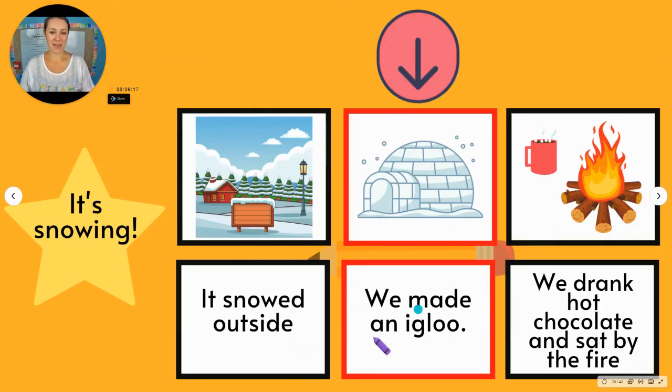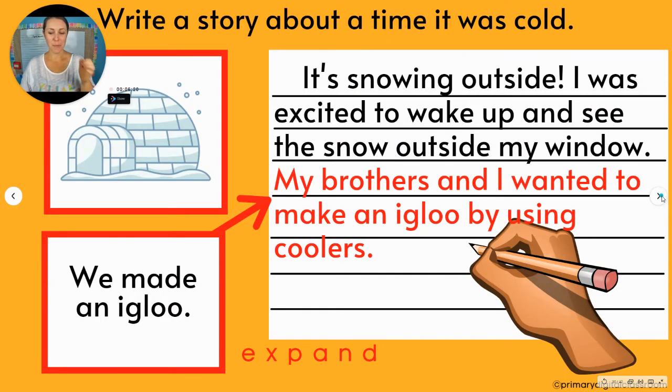And then we're doing the same thing. So my second picture was we made an igloo. Expanding. My brothers and I wanted to make an igloo by using coolers, right? We're expanding it. We're making it bigger. We're adding details to it.